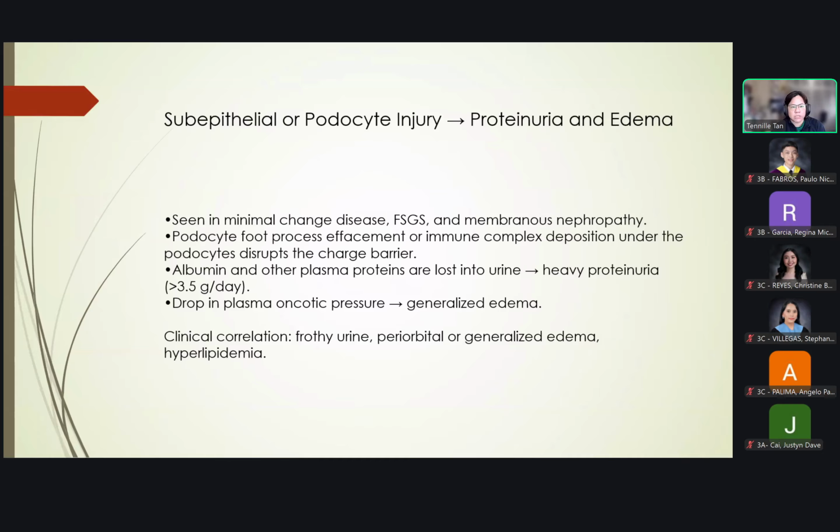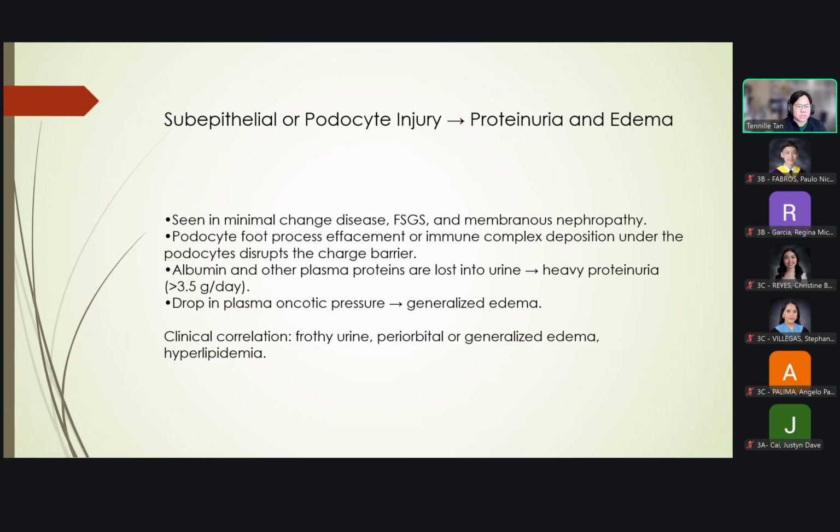So clinical correlation here is patients will complain of a frothy urine. You would normally ask the patients what their urine looks like. It looks like soapy, or the froth on top of beer. So that's the normal description of frothy urine. And usually you'll ask them if you flush the toilet, usually some of the froth will remain.